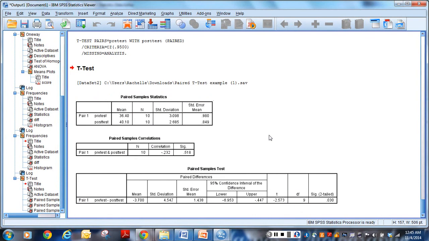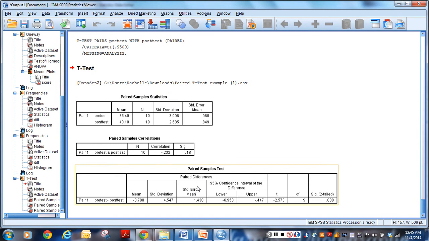Now the results of this paired t-test are read from two tables. This table right here, paired samples statistics, reports the mean for each group. So our pretest had a mean of 36.4. Our post-test score is 40.10. And it also shows that we have a sample size of n in each group. Remember, it's our same group. And it shows our standard deviation and standard error mean.